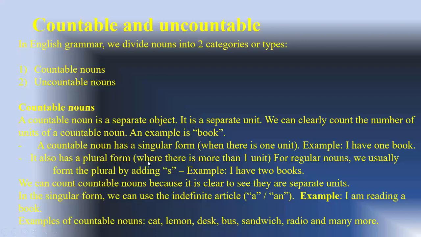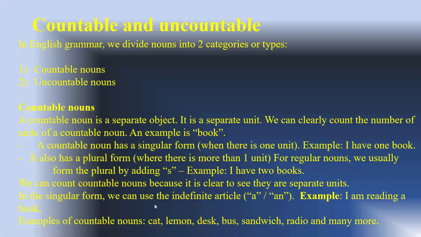It has a plural form, meaning more than one unit. I have 2 books. I have 2 friends. I have 3 dogs. I have 4 computers, whatever. 5 pens, and so on. We can count countable nouns because it's clear to see they are separate units.